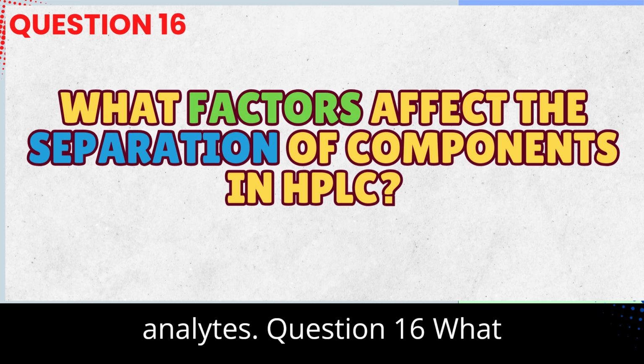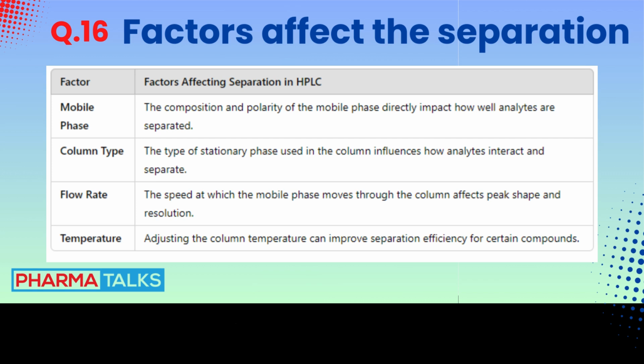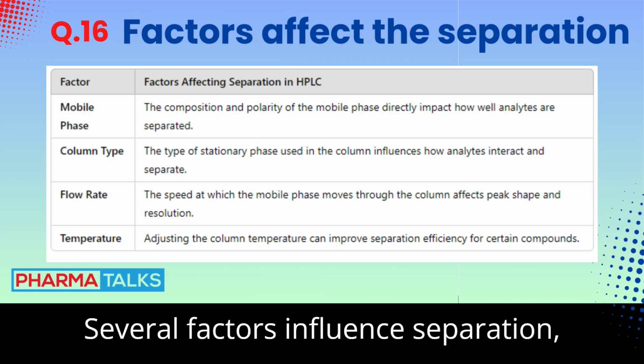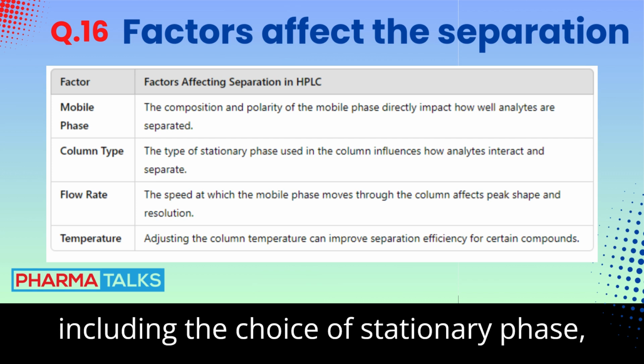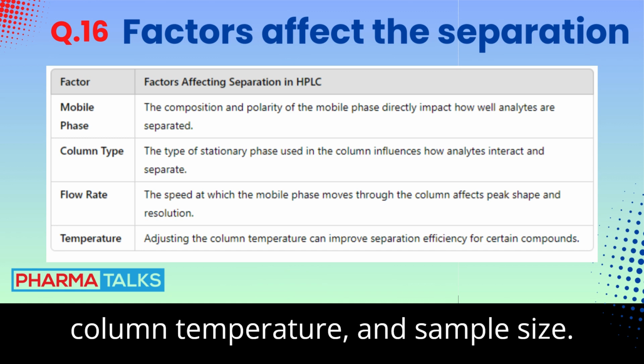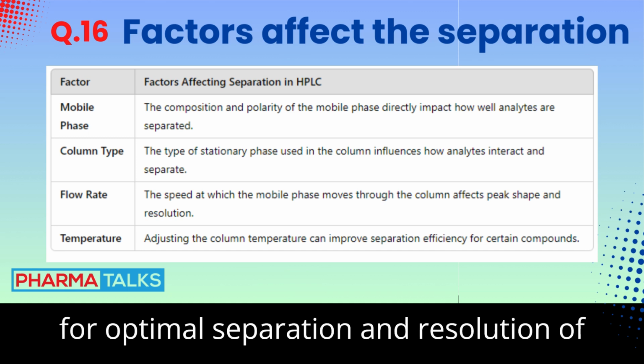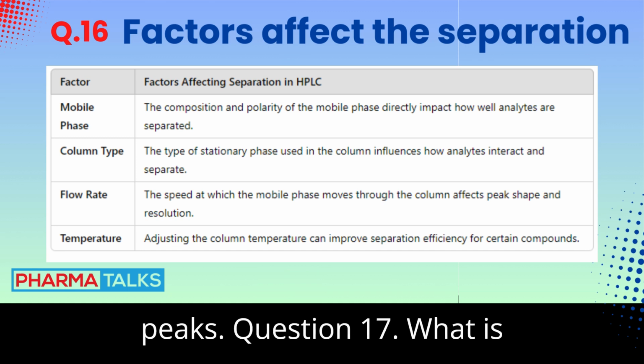Question 16. What factors affect the separation of components in HPLC? Answer. Several factors influence separation, including the choice of stationary phase, mobile phase composition, flow rate, column temperature, and sample size. Fine-tuning these parameters is crucial for optimal separation and resolution of peaks.